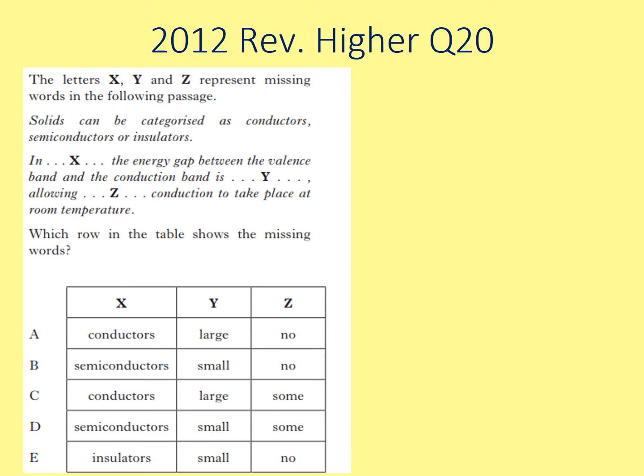2012 Revised Higher Question 20. The letters X, Y, and Z represent missing words in the following passage. Solids can be categorized as conductors, semiconductors, and insulators. In X, the energy gap between the valence band and the conduction band is Y, allowing Z conduction to take place at room temperature. You've probably got a good idea what we're looking at here. So we're looking at semiconductors. In semiconductor materials, there is a small band gap allowing some conduction to take place. So we're looking at D.